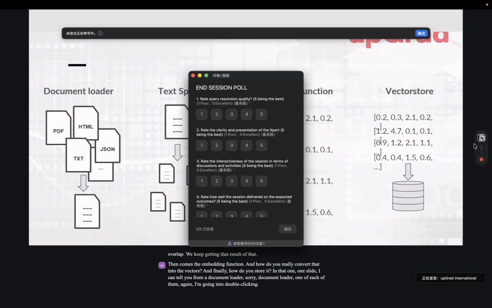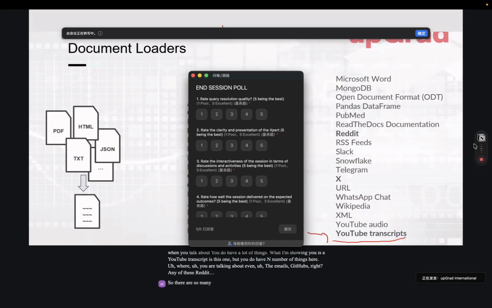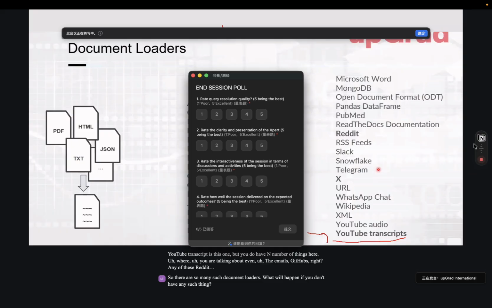Again, for the document loader, you have a lot of options. What I'm showing you is a YouTube transcript, but you have n number of things here, even emails, GitHub, Reddit. There are so many such document loaders. What will happen if you don't have one? Maybe you can give feedback, or if there are any open source ones, we can use them as well. So that's what the document loader is doing.